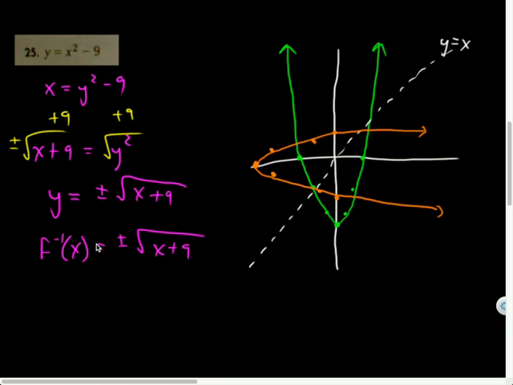Unless I broke it into 2 separate functions where I have one be the positive, one be the negative. But then I guess it's technically not the inverse anymore. But that's the way you could trick a graphing calculator or software in order to graph that.